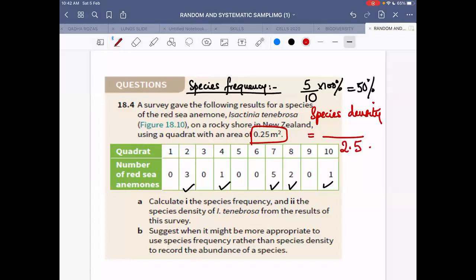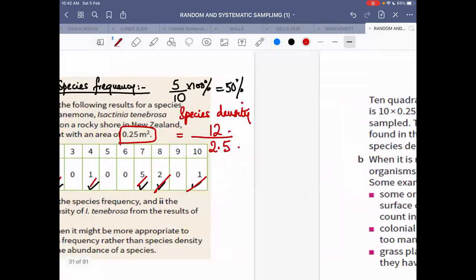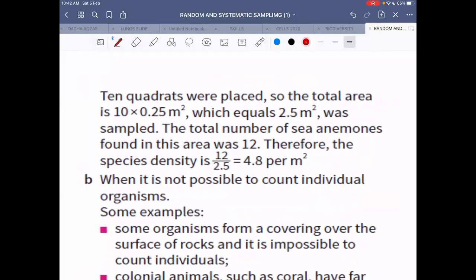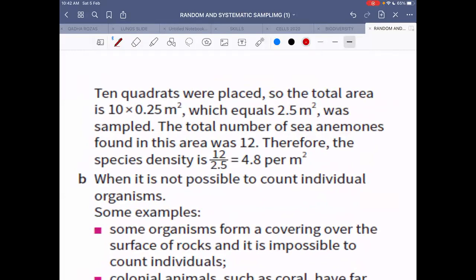And count, add these numbers. 3 plus 1 plus 5 plus 2 plus 1. कितना हो गया? 12. Okay, so then यही आंसर आ रहा है. Yes, miss. ठीक है, 10 quadrats were placed.